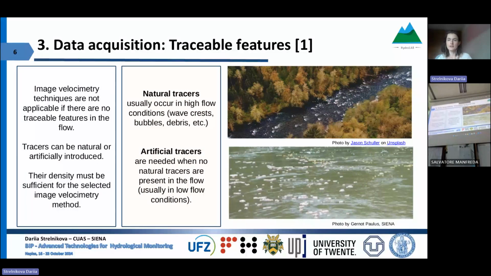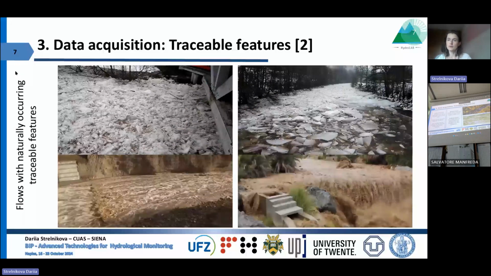And these artificial tracers have to be introduced into the water flow in order to collect the necessary information for image velocimetry. So here are some examples of traceable features which can naturally occur in the flow. This can be ice, this can be bubbles, this can be foam, this can be just debris.